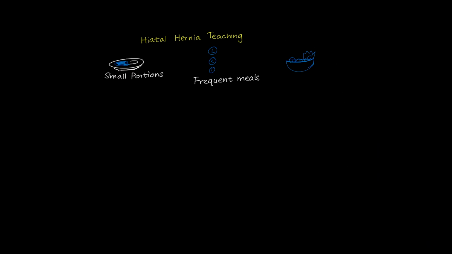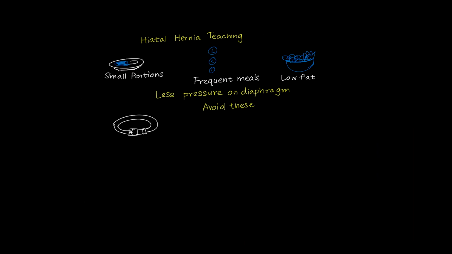Hiatal hernia teaching centers on reducing intra-abdominal pressure. The correct answer is small, frequent, low-fat meals. Small meals mean less stomach distension, so less pressure pushes gastric contents upward through the hernia opening. Low-fat meals empty faster, which also reduces time for reflux. Frequent meals keep the stomach supplied without ever overfilling it.